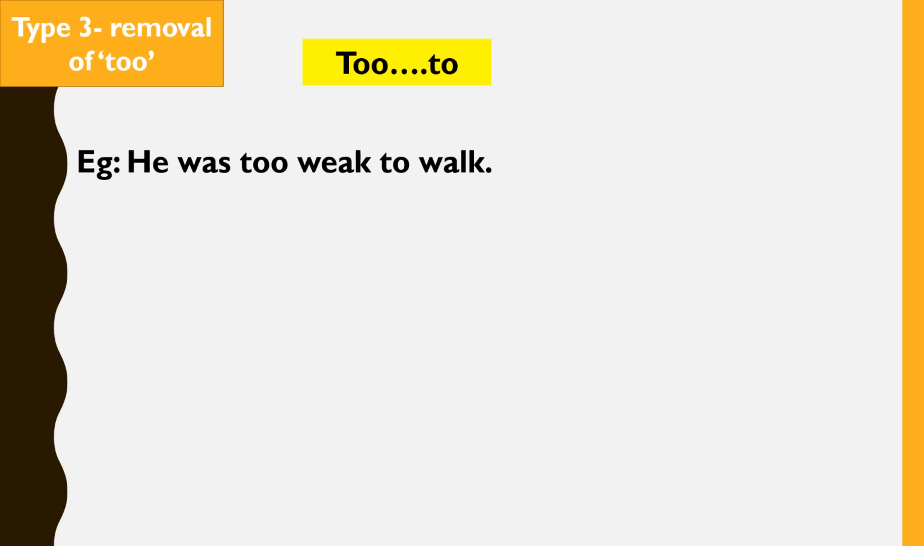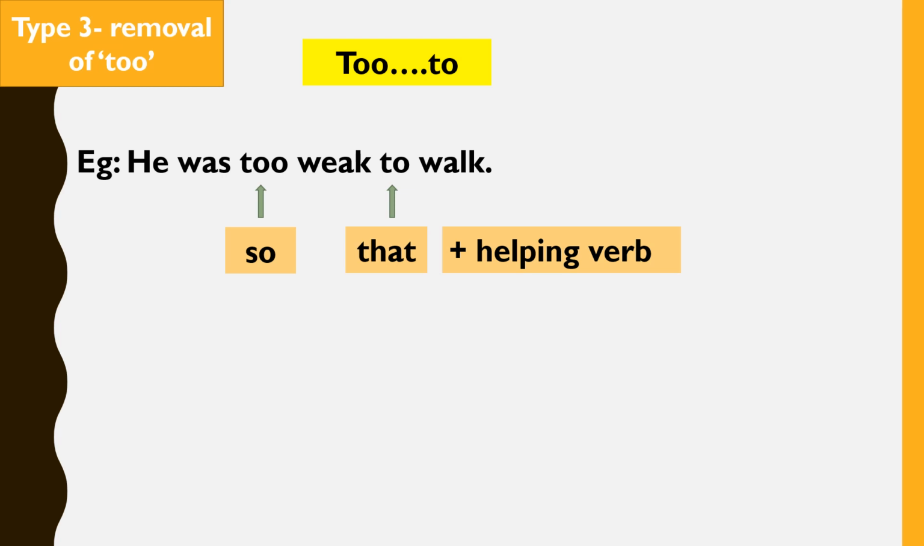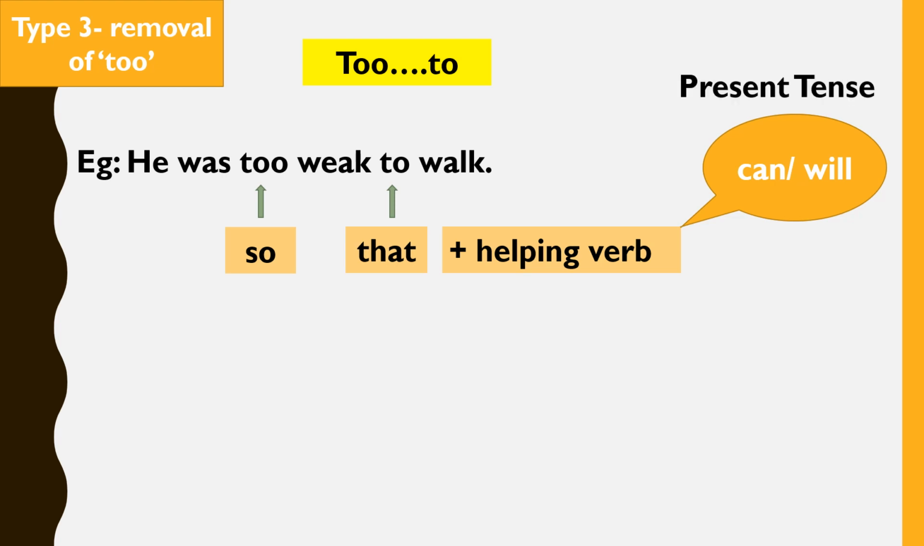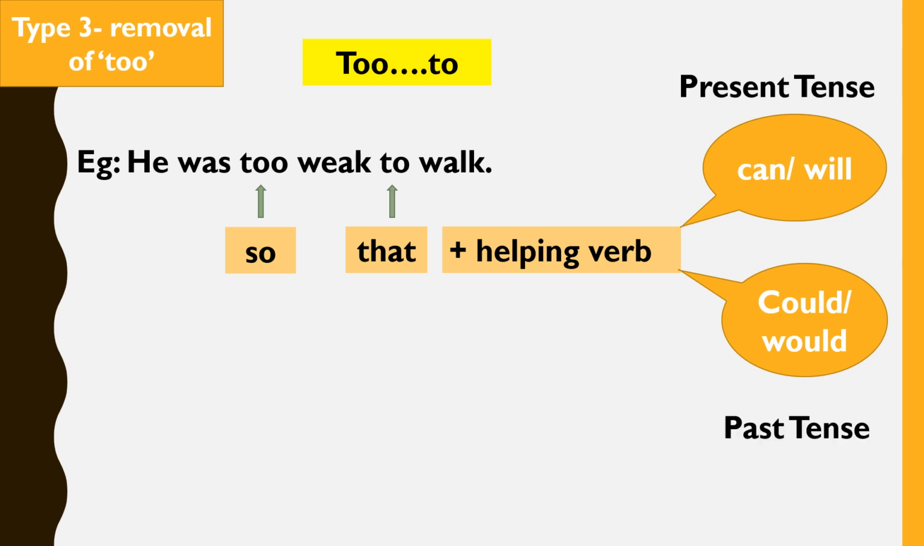Type 3 of removal of too is when you see the words "too ... to" in the sentence. Now look at this example. He was too weak to walk means this person was so weak that he was unable to walk. What we can see in this sentence is the presence of the words too and to, which we are supposed to remove and rewrite the sentence. For that, we will use the word so instead of too and the word that instead of to. Plus we are going to add a helping verb. For helping verbs, we can use the words can and will in the present tense and could or would in the past tense.